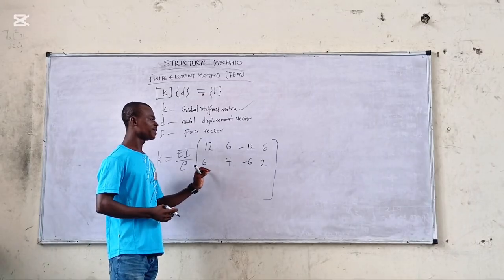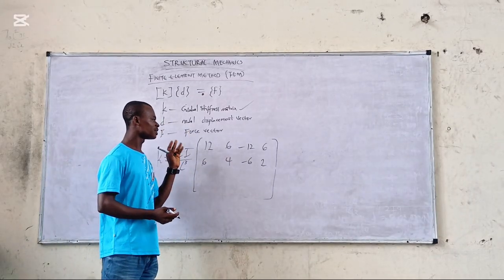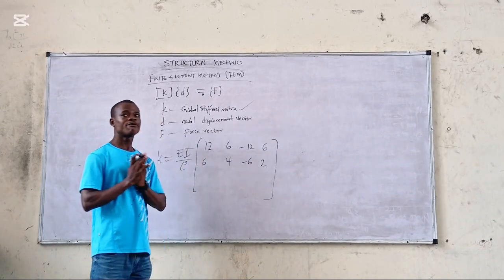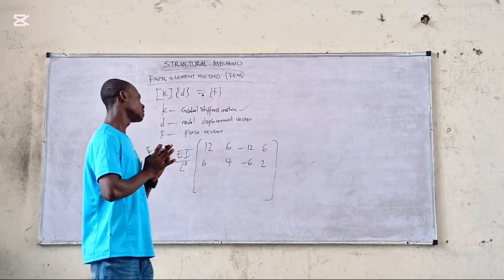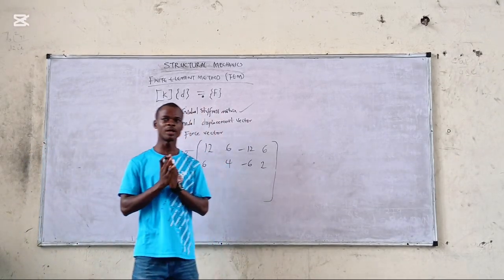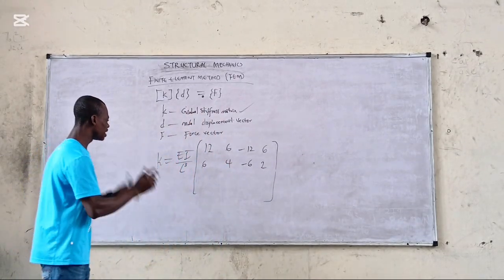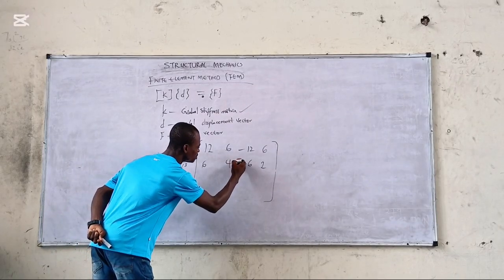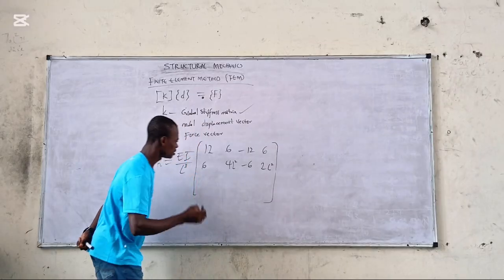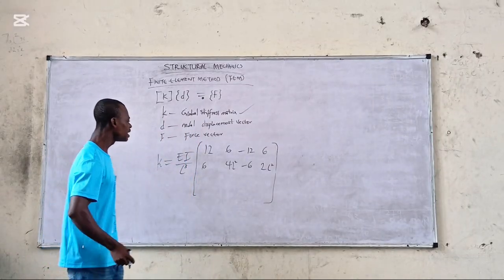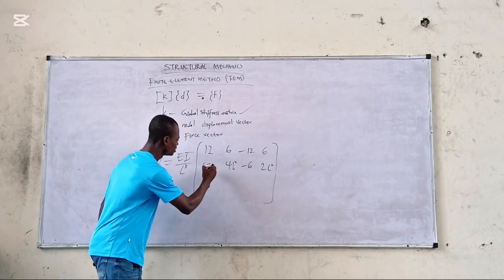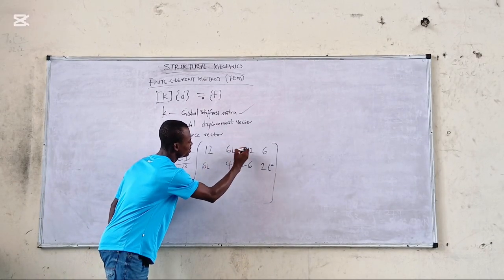Okay? Because there are 4 rows and 4 columns in the matrix, first of all, I would like us to know that all 2s and 4s carry L squared. So wherever you see 4 and 2, add L squared. Then wherever you see 6, add L. So wherever you find 6, carry L.